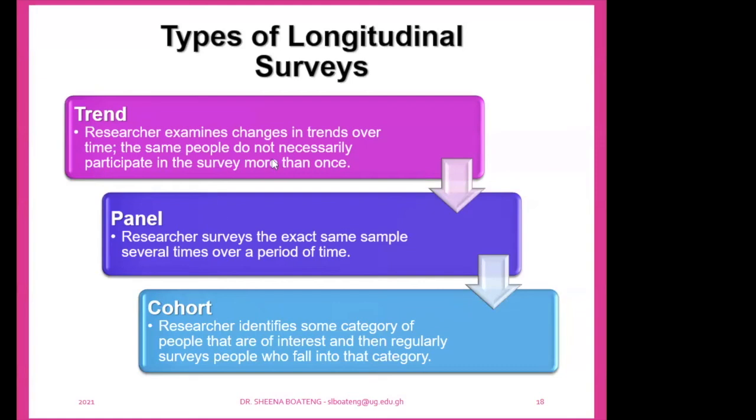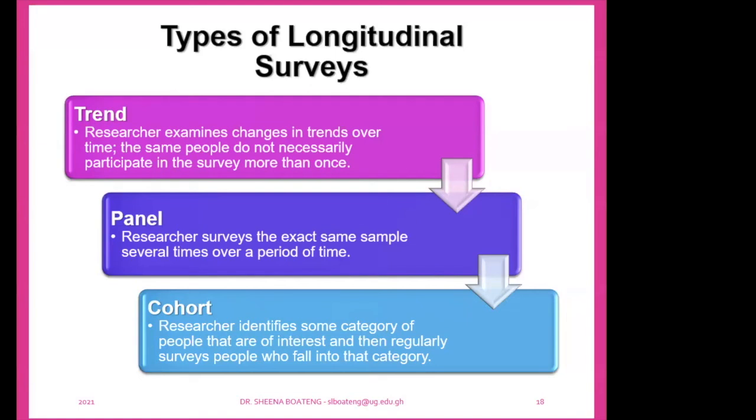The first one we can talk about is the trend, which means that as a researcher, you examine changes in trends over time. And here you'll be studying the same kind of people, right? The same people with the same characteristics, but you will not study the same group of people that you started with over that period of time. You may change the specific people that you question, but they will all have similar characteristics. Does it make sense? Yes.